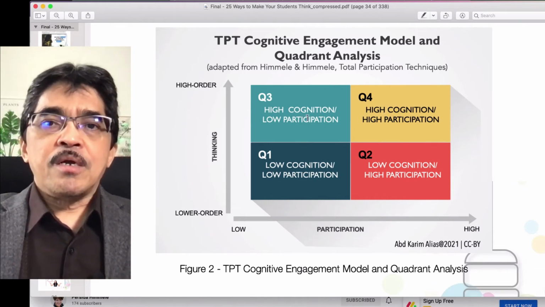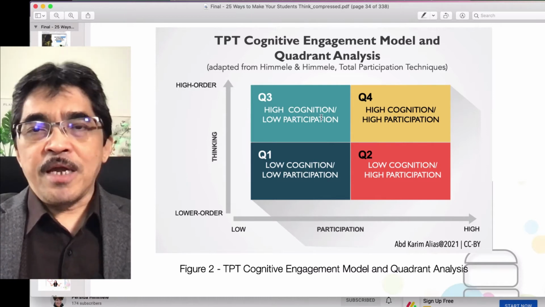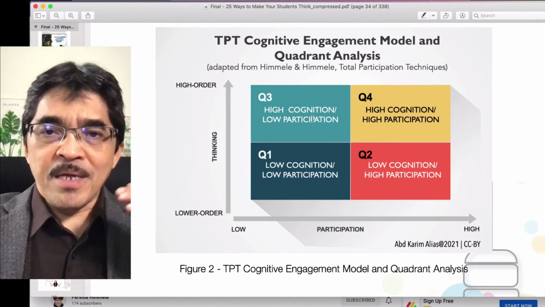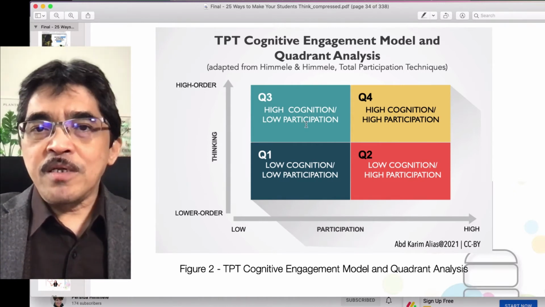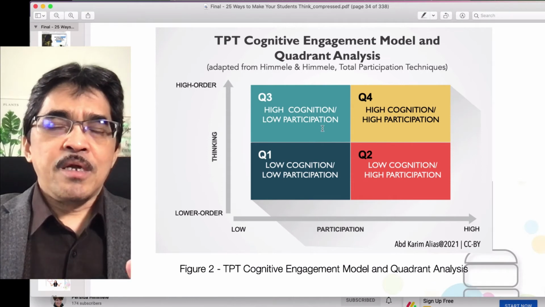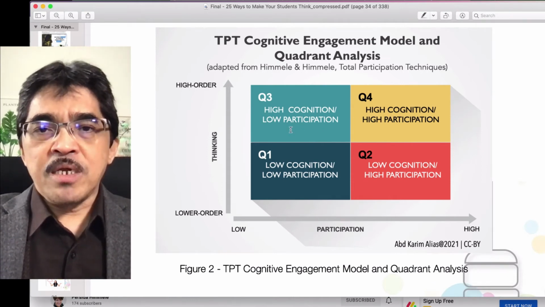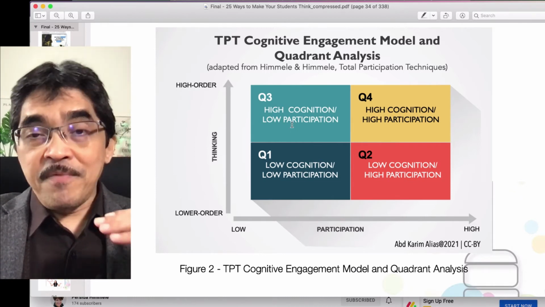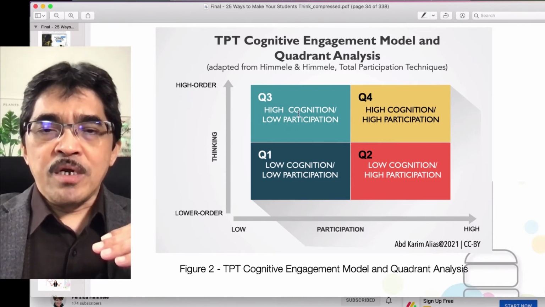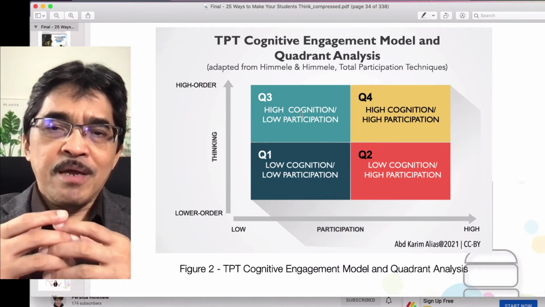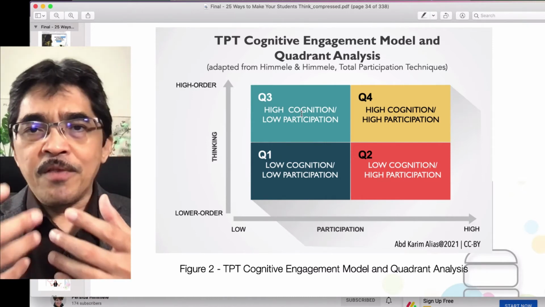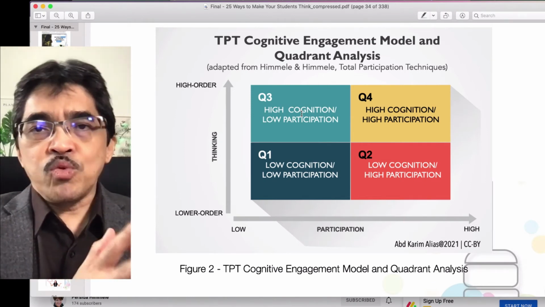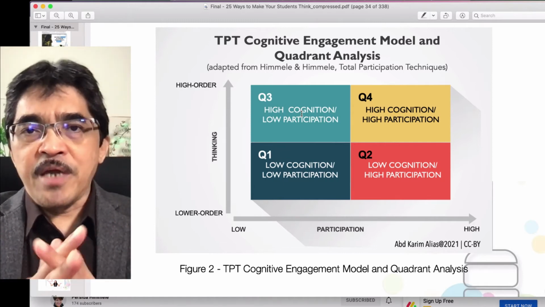In Q3, we have high cognition activities, learning activities that require students to put in a lot of mental effort, but unfortunately we get low participation here, and this is not ideal because we get low involvement of our students and low behavioral engagement. Although the activities are very good for them to develop and apply their critical thinking, only some of the students really get involved in the activity.